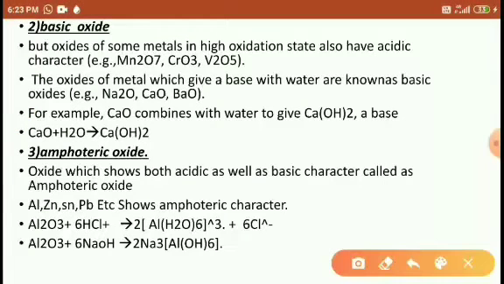Similarly, basic oxide. The oxides of some metals in high oxidation state also have acidic character. Basic character. And like this, MnO2.